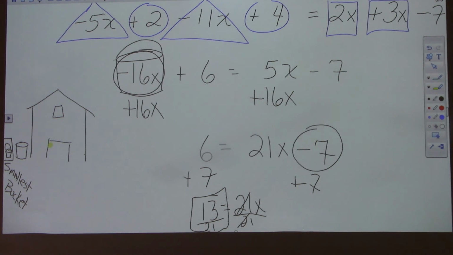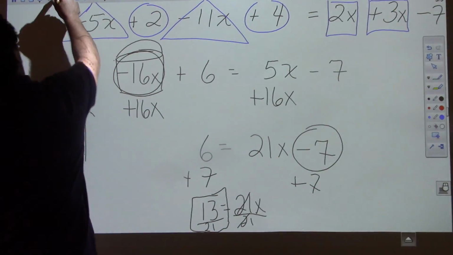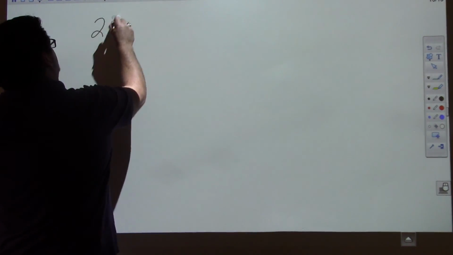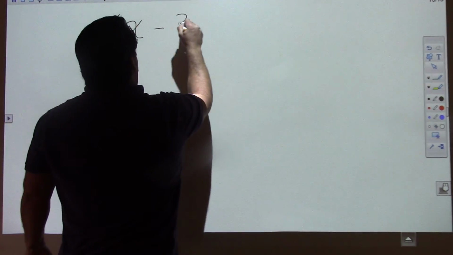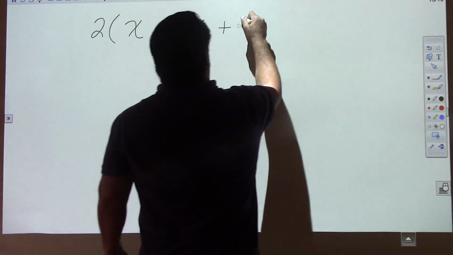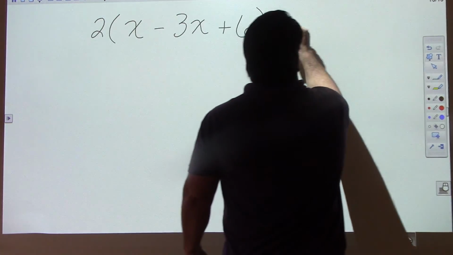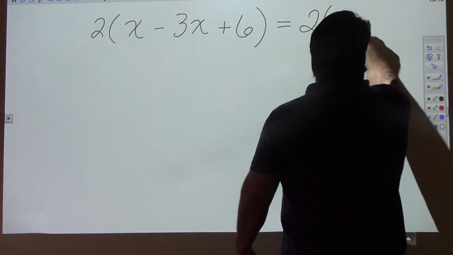So, that takes care of the distributive law and combining like terms. Now let's put them together so I can discourage you even more. 2 times x minus 3x plus 6 is equal to 2 times x minus 3.